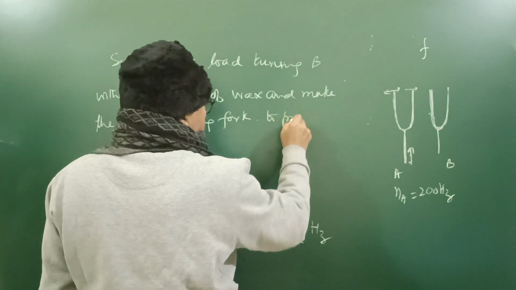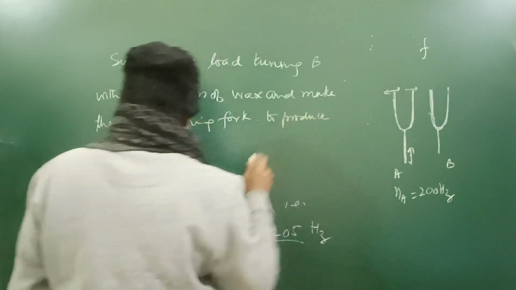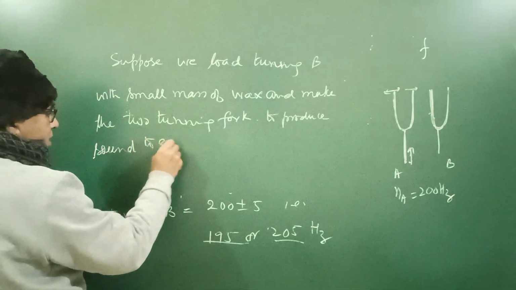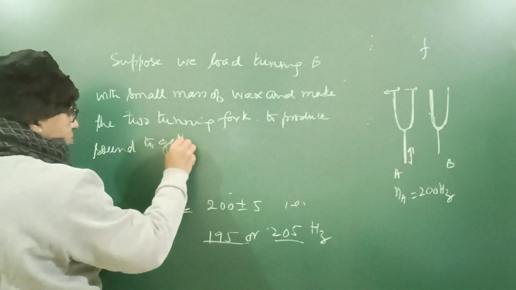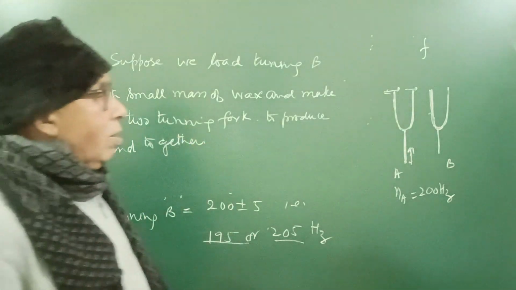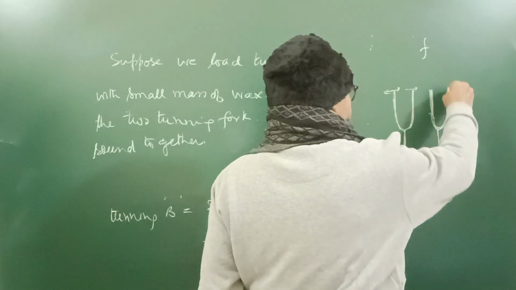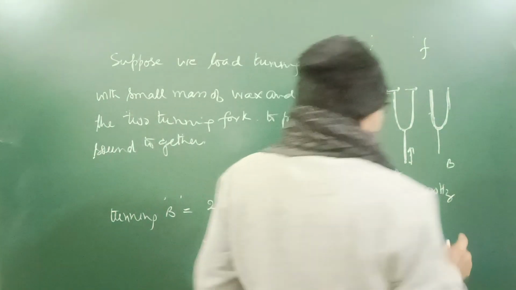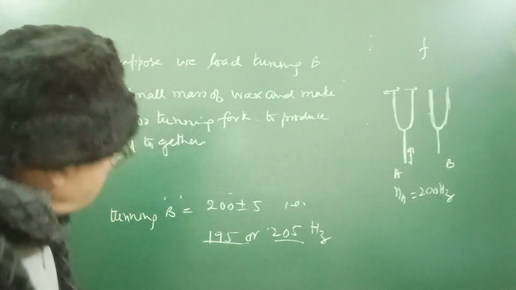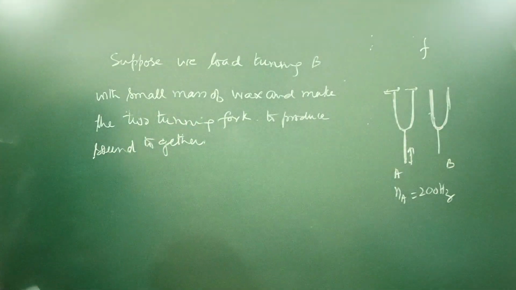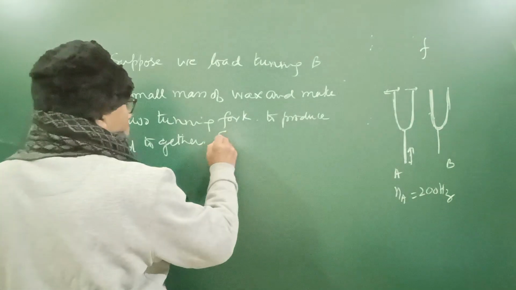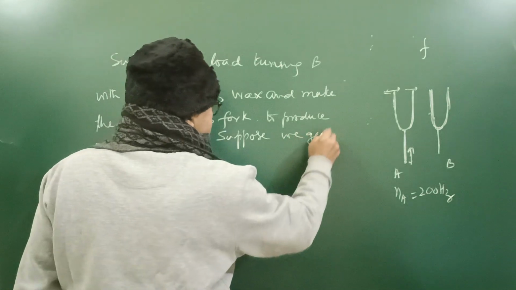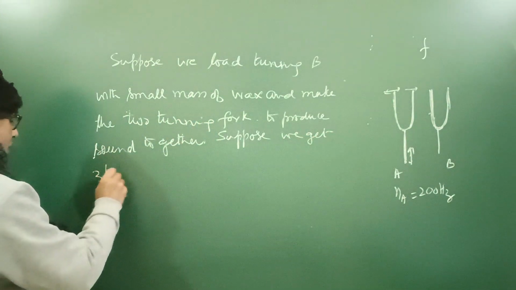To produce sound together. After putting some wax on this, we sound the two tuning forks together. And suppose we now get 3 beats per second.